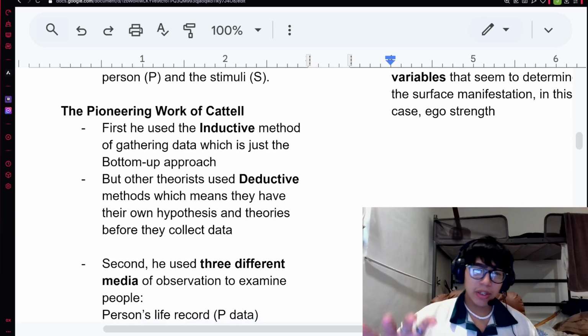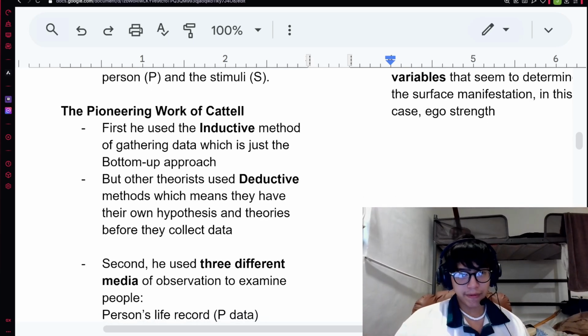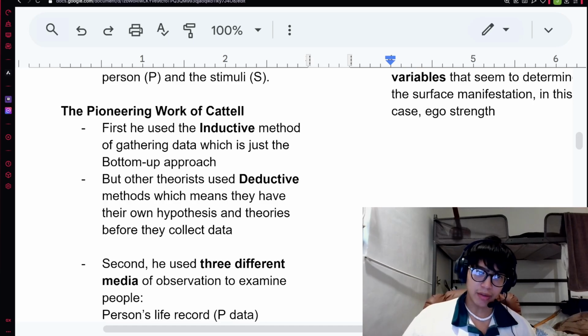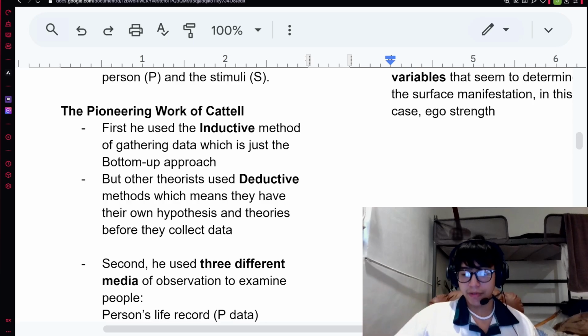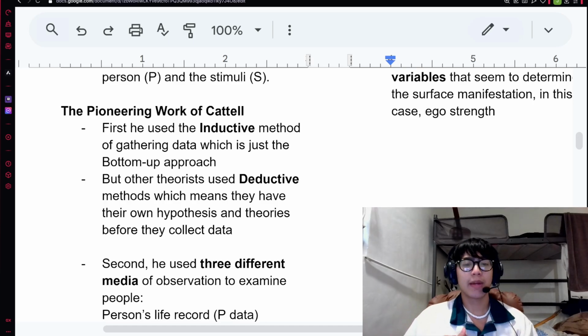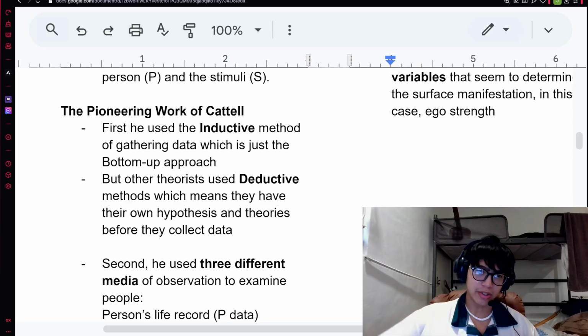So, the pioneering work of Cattell. First, he used the inductive method of gathering data, which is a bottom-up approach. This is different from other theorists because the other theorists at the time used deductive methods, which means they have their own hypotheses and theories before they even collect the data, which can cause some personal bias. And as we know, because Cattell is a mathematician, he tried his best to stray away from any bias because numbers.